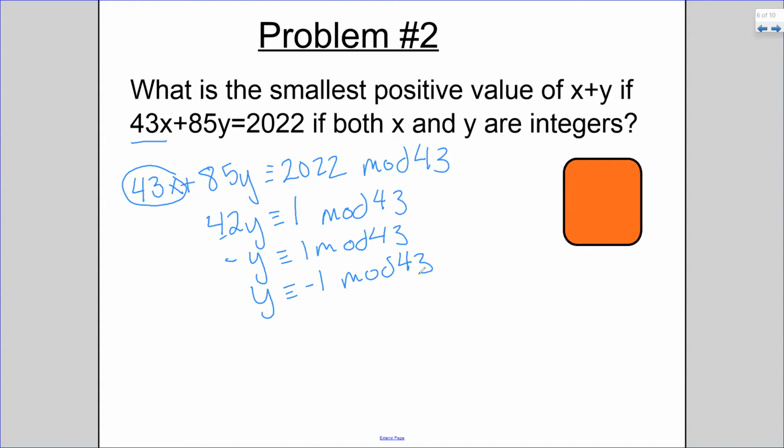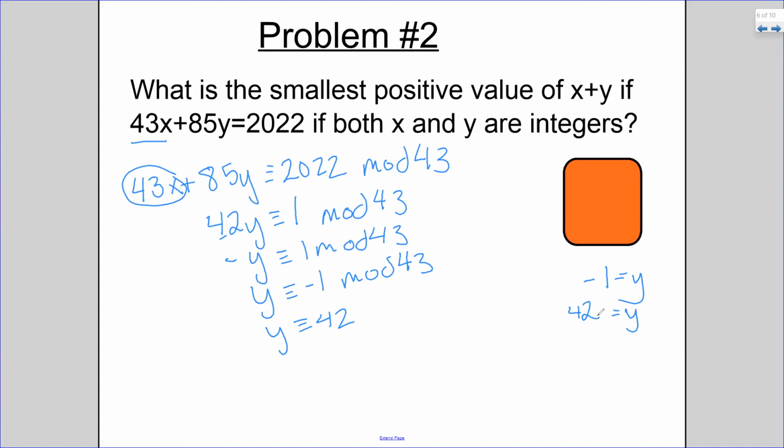But when we're looking for the smallest positive value and we're dealing with actual coordinates, it's possible we could have negative values. So our 2 things that we're going to deal with are either y is -1, or what if we were to add 43 to this and get a 42, right? Those are kind of the 2 we're going to use.